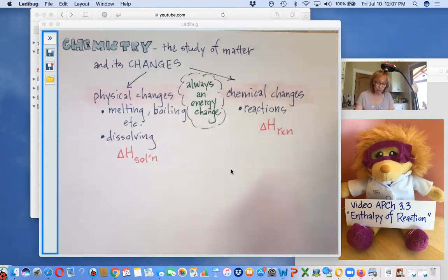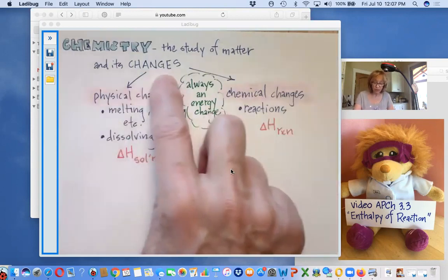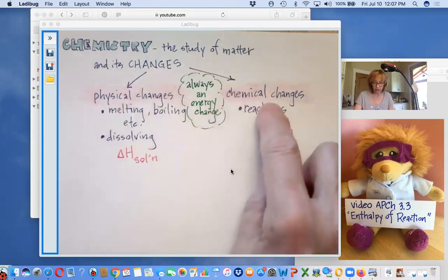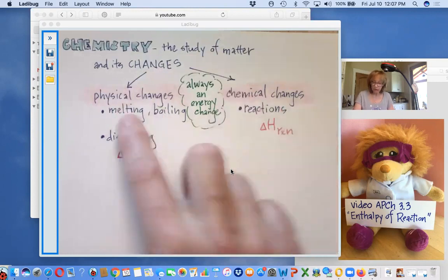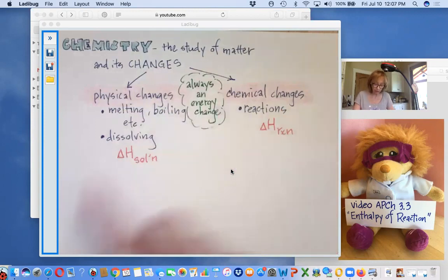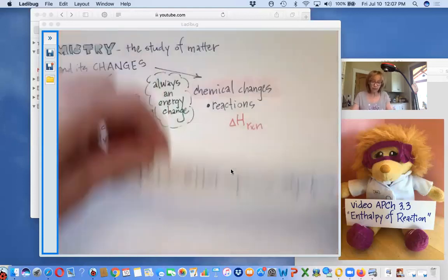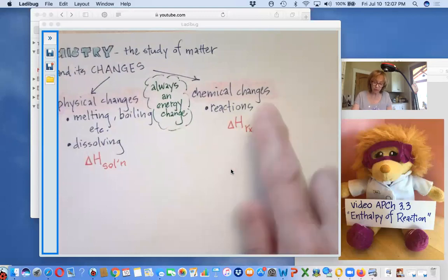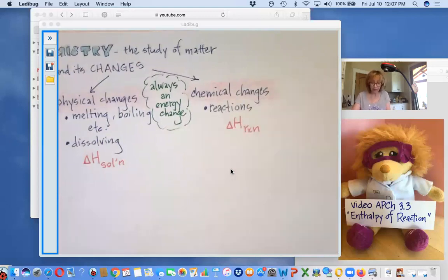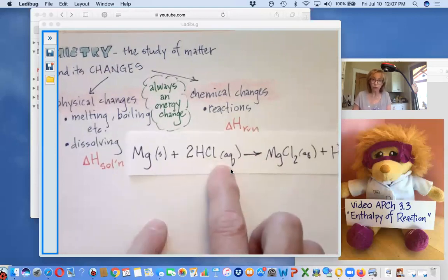So you remember in an earlier video we talked about the fact that matter can undergo either physical changes or chemical changes, and whichever kind it is, there is always an accompanying energy change. And then in that earlier video we looked at a dissolving physical change and we calculated the enthalpy of solution. So today we're going to do a similar type of thing, but we're going to end up with an enthalpy of reaction because the change we're going to look at is a chemical reaction. It's the reaction between magnesium metal and hydrochloric acid.